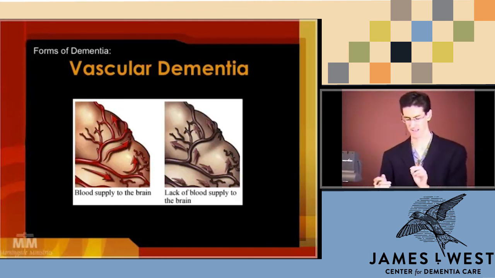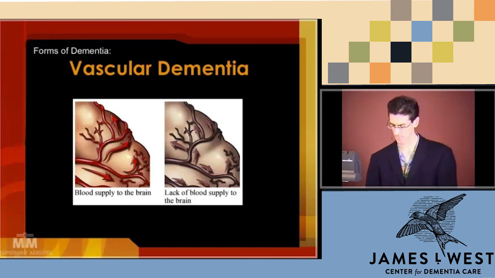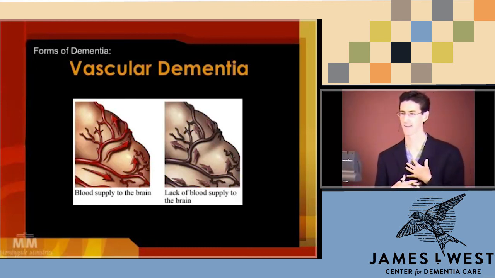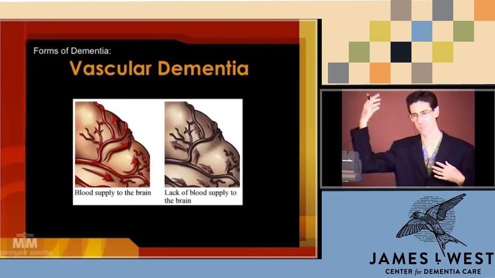More commonly, it's these small ones that we'll see. And so with vascular dementia, the risk factors, as you might imagine, are all the risk factors for vascular disease. So it's things like smoking, high blood pressure, high cholesterol, not exercising. It's all of the classic. Anything that can give you vascular disease in your heart can also give you vascular disease in your brain.